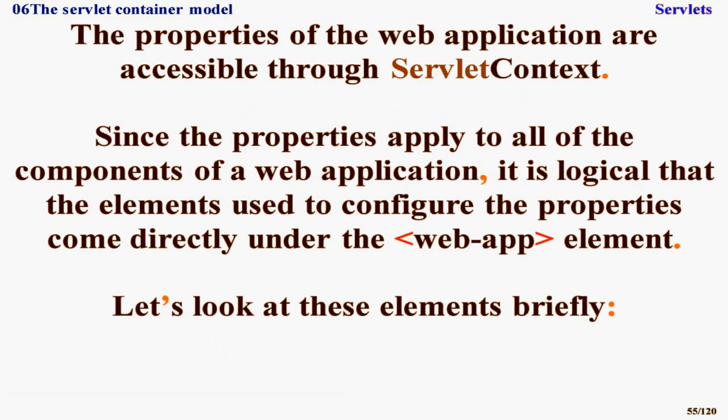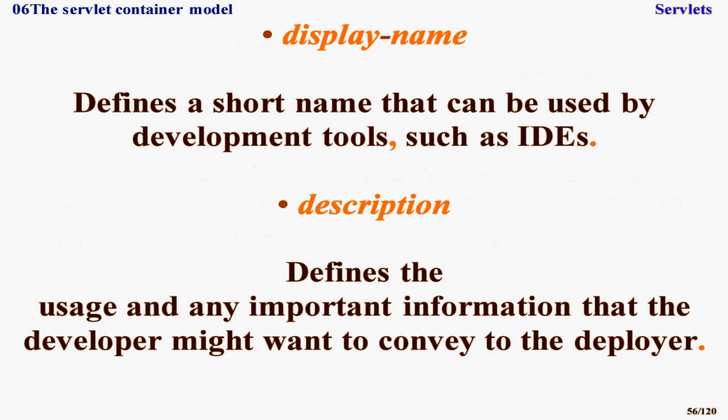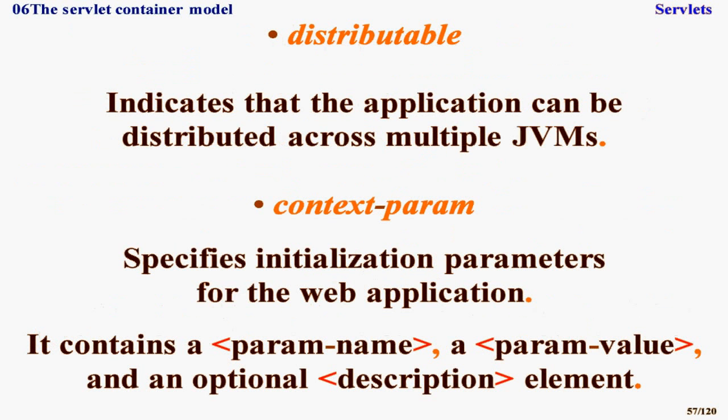Since the properties apply to all of the components of a web application, it is logical that the elements used to configure the properties come directly under the web-app element. Let's look at these elements briefly. Display-name defines a short name that can be used by development tools, such as IDEs. Description defines the usage and any important information that the developer might want to convey to the deployer. Distributable indicates that the application can be distributed across multiple JVMs.